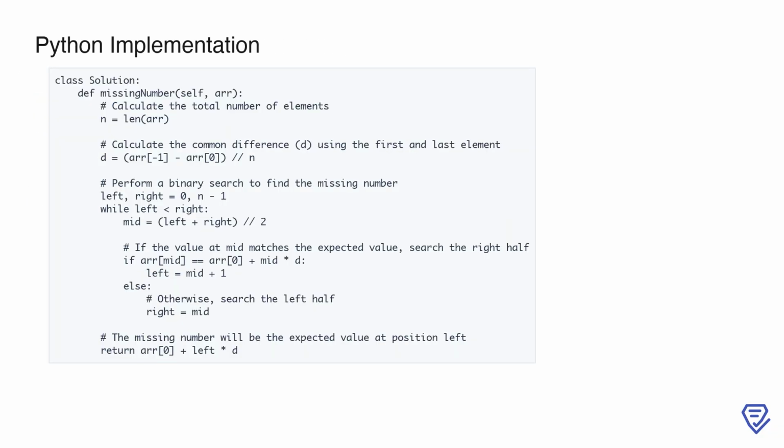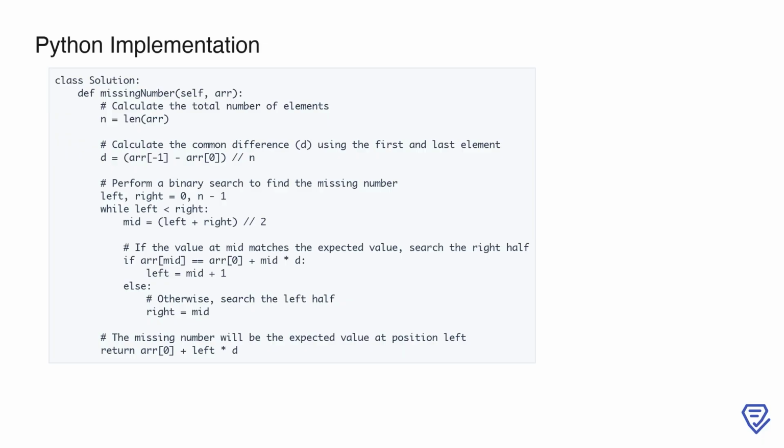This solution efficiently finds the missing number in an arithmetic progression using a binary search approach. Here's how it works. 1. Input array and length. We start by determining the length of the input array ARR. This helps in calculating the common difference of the arithmetic progression. 2. Common difference calculation. The common difference d is computed by subtracting the first element from the last element in the array and dividing the result by the total number of elements in the complete progression, including the missing one. The division is integer division because all elements in the progression are integers.